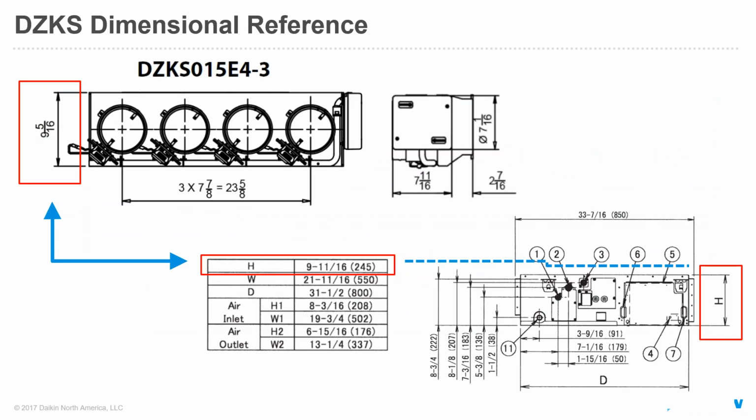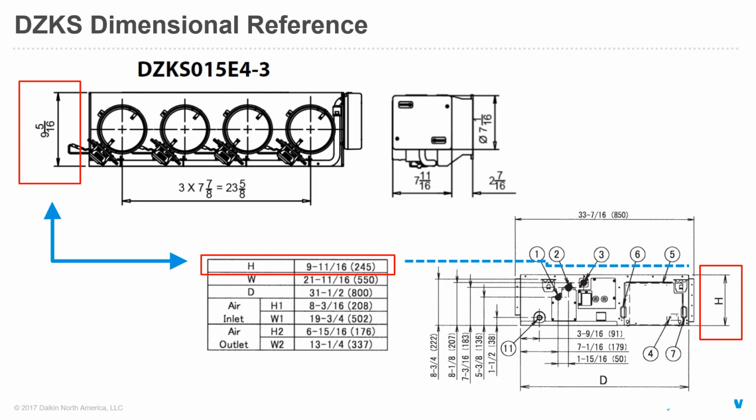I did want to throw in one quick slide that shows a dimensional reference of the DZKS, just to make sure everybody is aware. We're introducing this DZKS for compatibility with the FXSQ. And if you're not super familiar with FXSQ, it's a lower profile, smaller height indoor unit. So I just want to make sure that everybody is aware that the design of the actual plenum box within the DZKS has been designed in such a way that the height of the DZKS really aligns with the height of the FXSQ and the FDMQ.